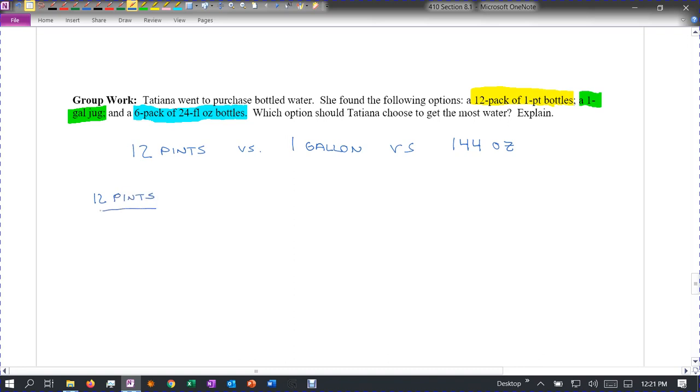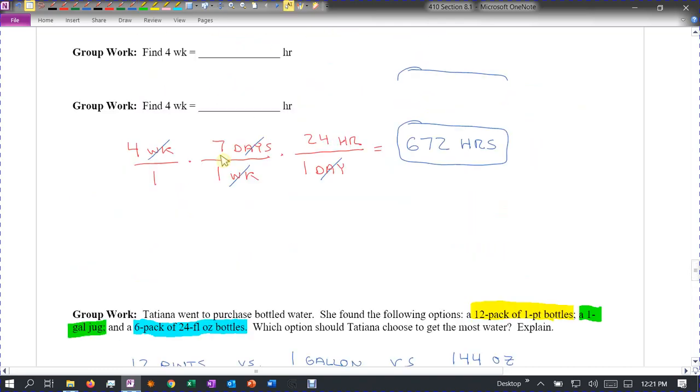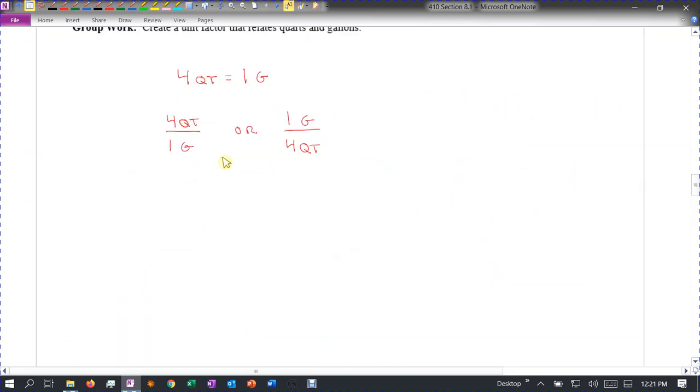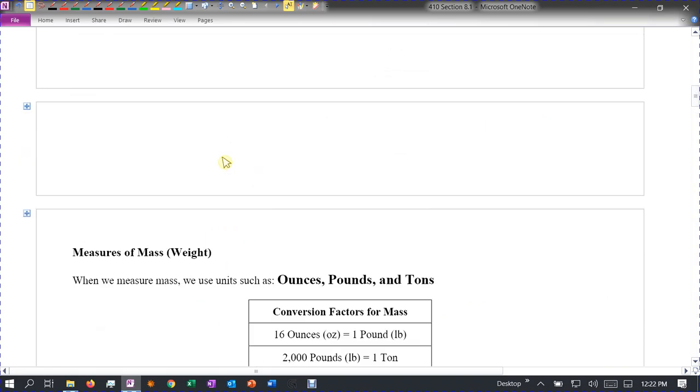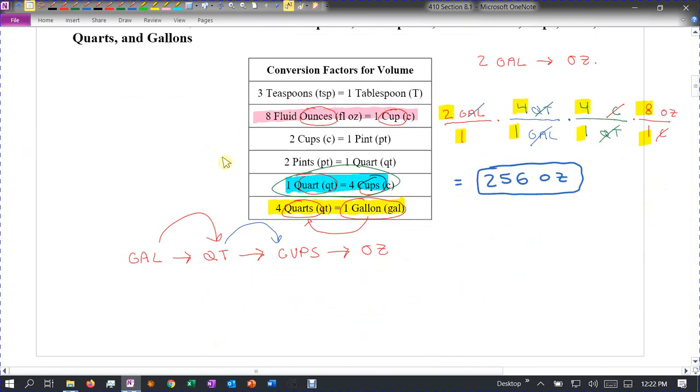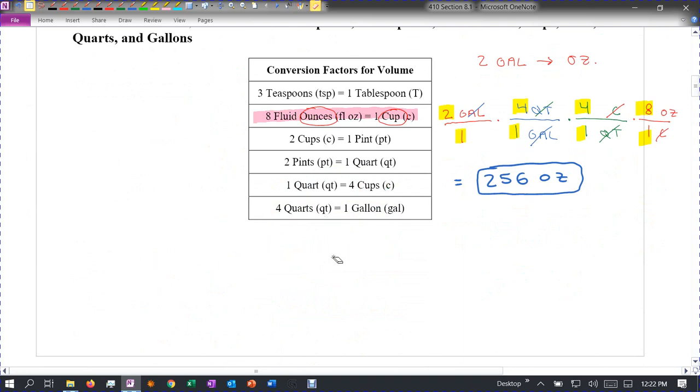into gallons. So we'll do 12 pints over 1 times, and then we go up to our conversions, since we're trying to get from pints to gallons. The only way to get from pints to gallons is to go from pints to quarts, and then quarts to gallons. There are 2 pints in 1 quart, and there are 4 quarts in 1 gallon.